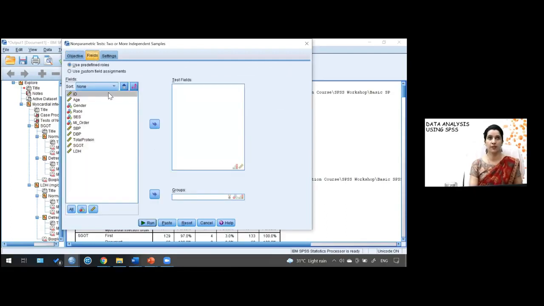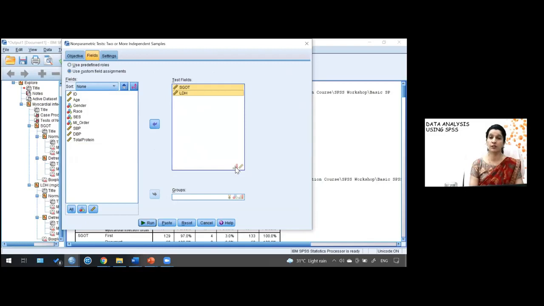You come to the field. If you come to the field, you have to shift your value, these two variables here. So I have pressed control and then you shift these variables here. Then again, across which group? So here you can see, I told you, this is the sign of scale variable, and this is the sign of ordinal variable.